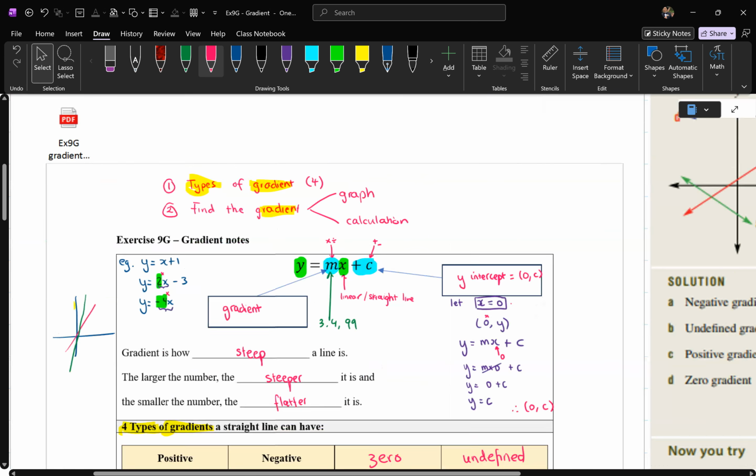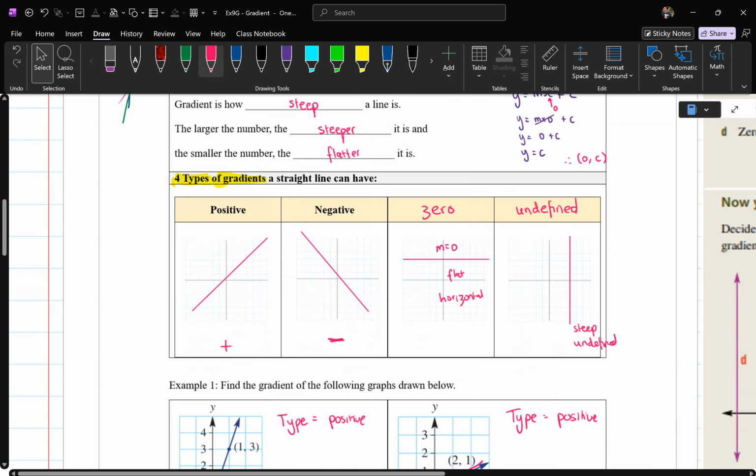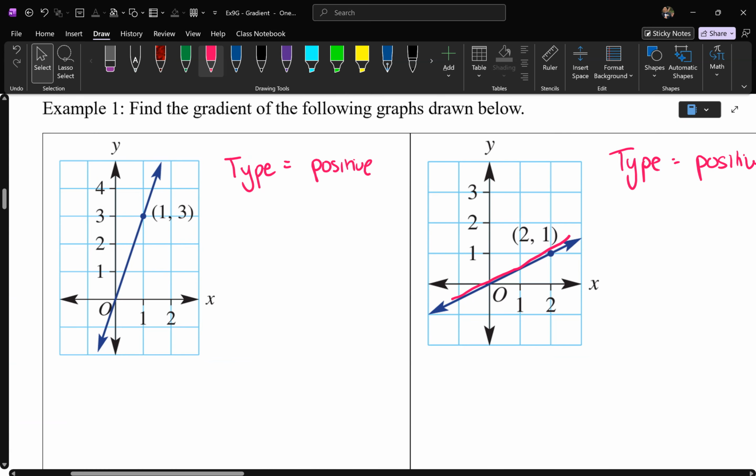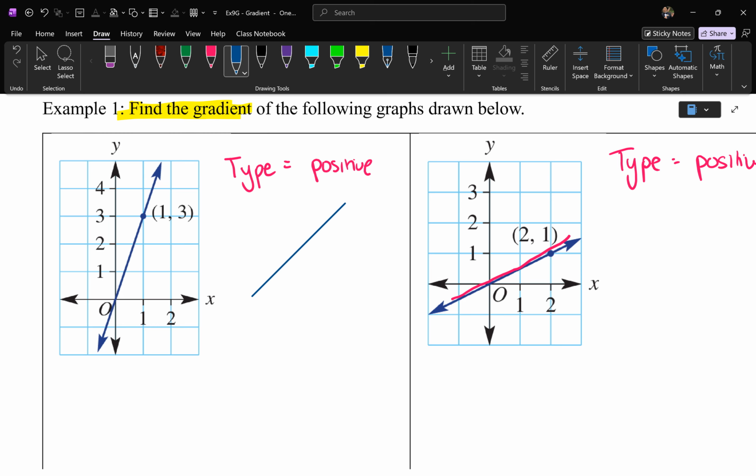All right, let's go back to our notes. So how do you calculate what the gradient is? So here, for example 1, it says find the gradient. To find the gradient, the steepness of a line is determined by 2 things. It's from this point to this point. So let's say A to B, you have to move horizontally by a certain amount, and then you have to move vertically by a certain amount. So there's always this ratio to make this diagonal.